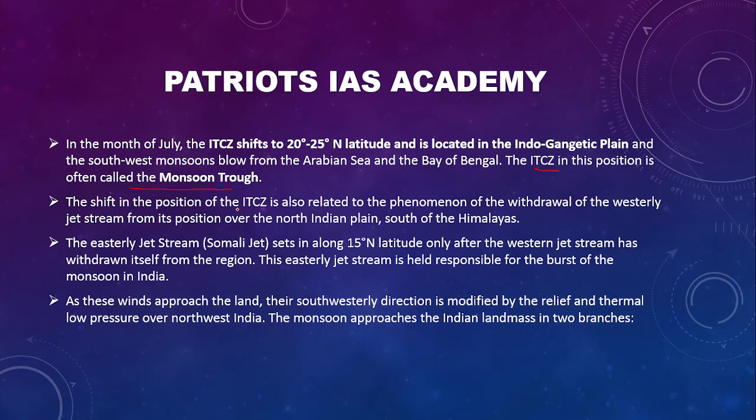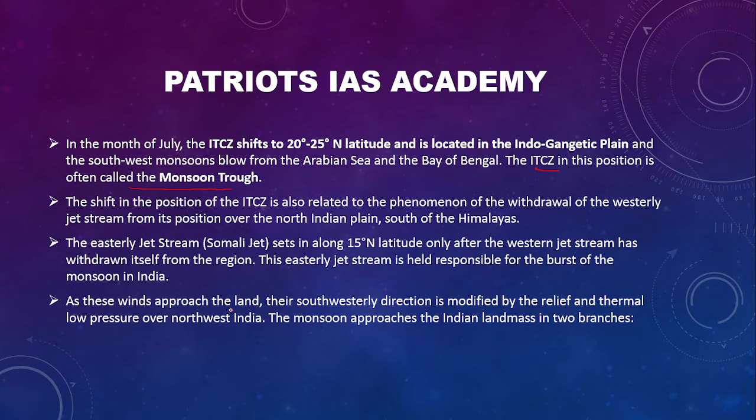The shift in the position of the intertropical convergence zone is also related to the phenomenon of the withdrawal of the westerly jet stream from its position over the North Indian plain south of the Himalayas. The easterly jet stream sets in along 15 degrees north latitude only after the western jet stream has withdrawn itself from the region. This easterly jet stream is held responsible for the outburst of the monsoon in India.